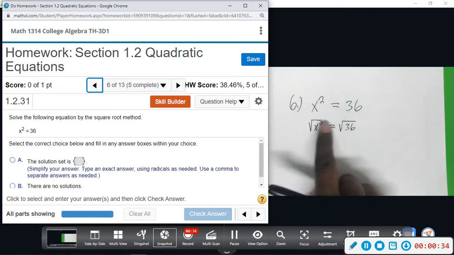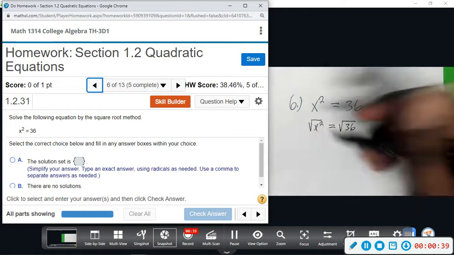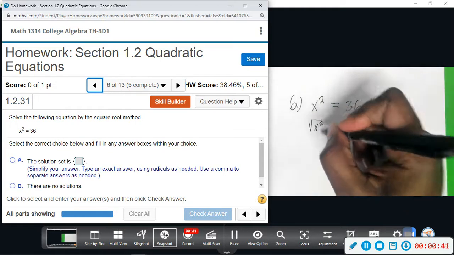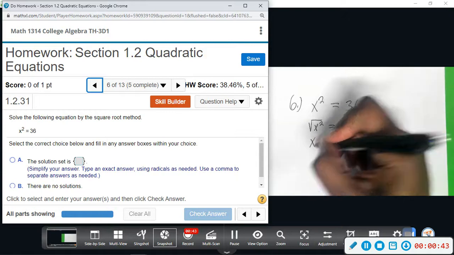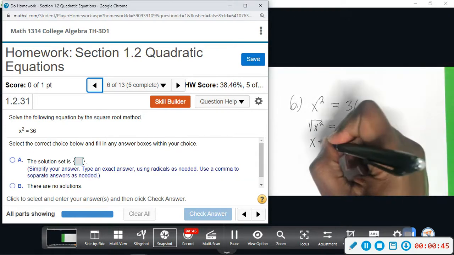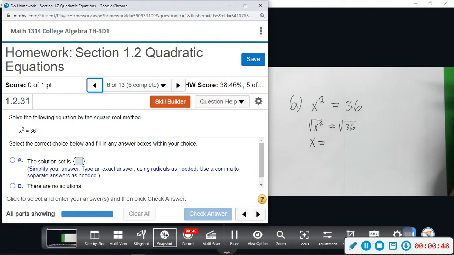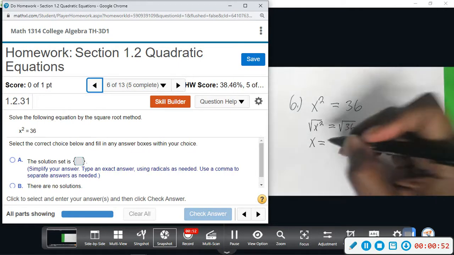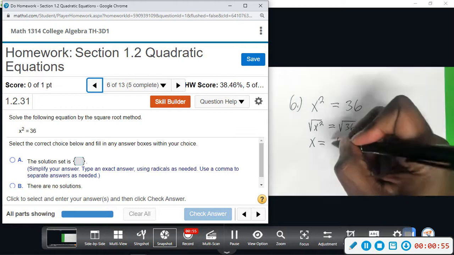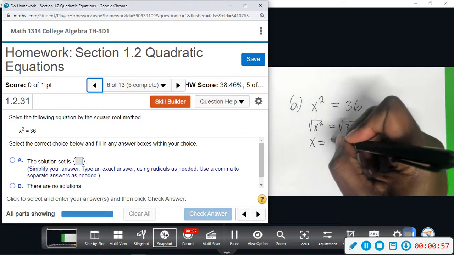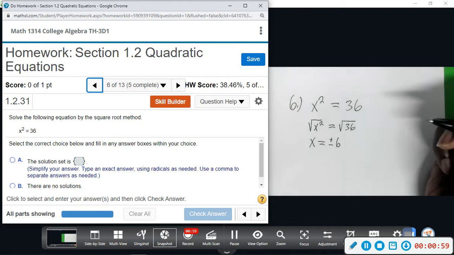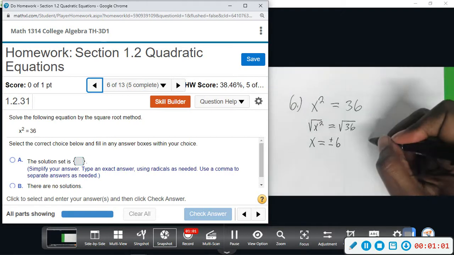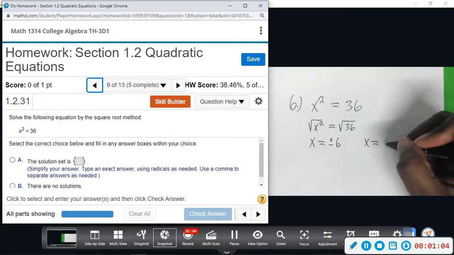Alright, when you take the square root of x squared, the square root and square cancel each other out, so we're left with x. When you take the square root of a number at this stage, you need to remember positive or negative. So the square root of 36 is 6, but it could be positive or negative. So you can put the plus or minus, or we can just write it out separately. X equals positive 6 or negative 6.